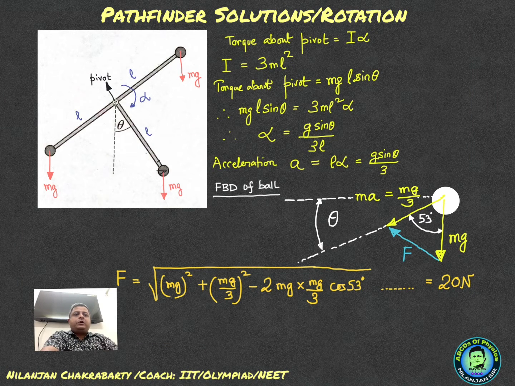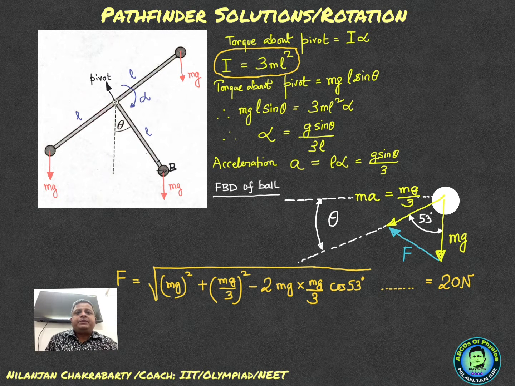Here I have drawn the forces on the rod. Look at the forces mg, mg and mg, and presently I am concerned with ball B. Now I will calculate torque about the pivot. Moment of inertia of the whole assembly about the pivot is I, and obviously I is equal to 3ml square. Torque about the pivot is equal to I times alpha, where alpha is the angular acceleration of the whole assembly about the pivot.